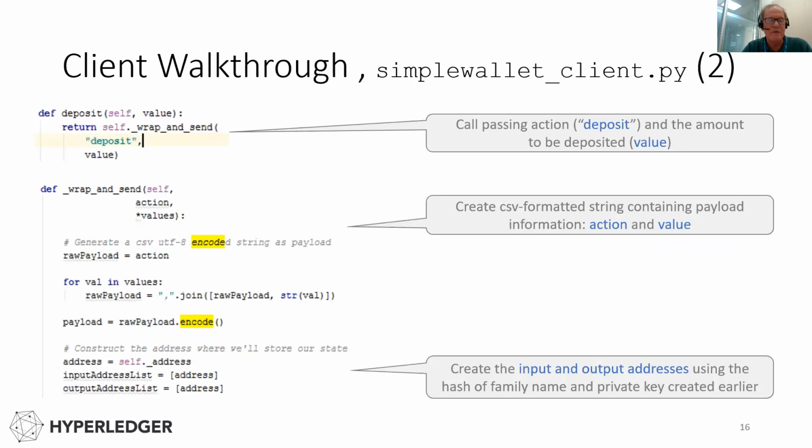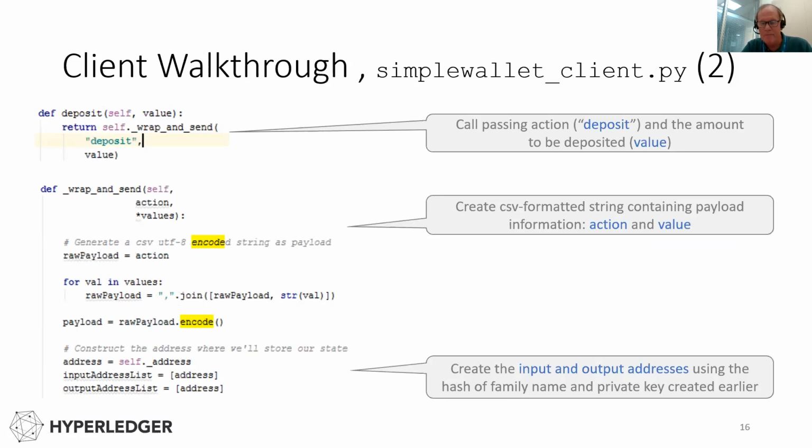And then wrap and send, all that does is just wrap deposit and value in the payload and creates a transaction with those 2 items. The encoding is CSV, comma separated value, so they're joined together. The result is, for example, if we're depositing 5 units, we would have deposit, comma 5 as a payload. So it's very simple encoding.